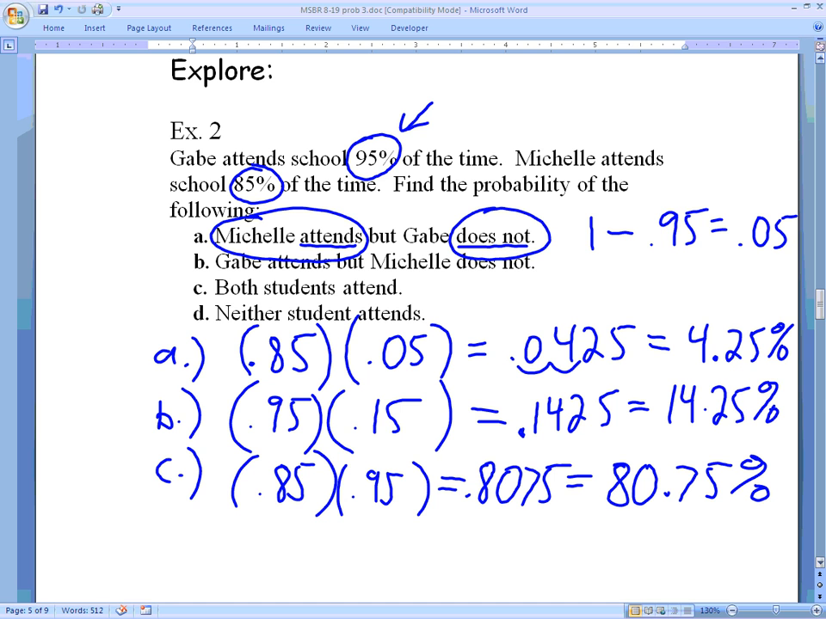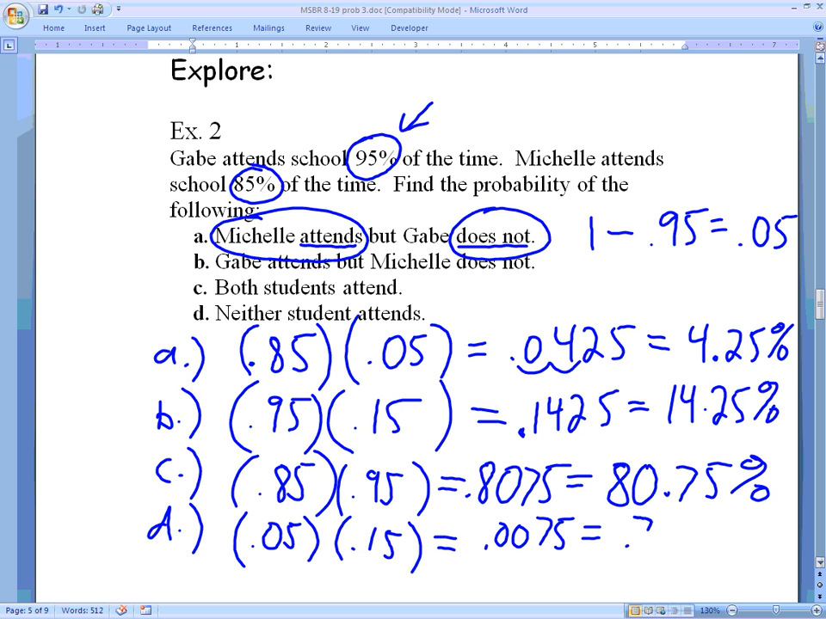And last but not least, neither student attends. So all we do is take our 2 complements, 0.05, which is the probability that Gabe does not attend, times 0.15, which is the probability that Michelle doesn't attend, and we end up with 0.0075, also known as 0.75%. So less than 1% of the time, neither student is there.